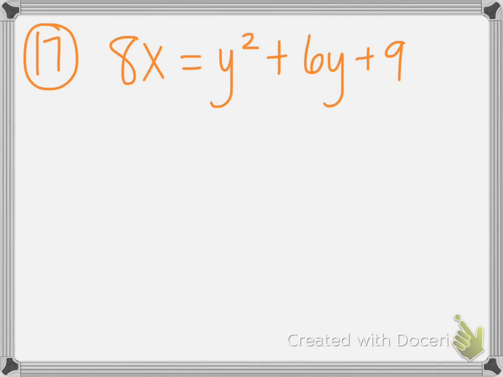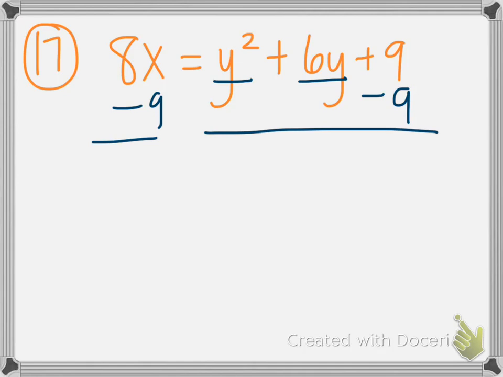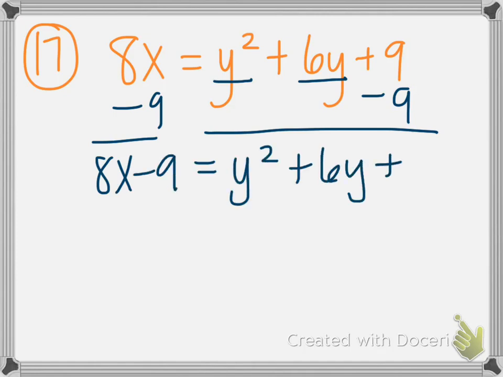In this problem, we've got a little more going on. Compared to the others that we've done, we've never had a squared variable and an additional one, in this video at least. So in order to do this problem, we've got to do something called complete the square. When we complete the square, we've got to move this 9 to the other side because all I want on this side is the y squared, the 6y, and a blank. So I have 8x minus 9 equals y squared plus 6y plus a blank.